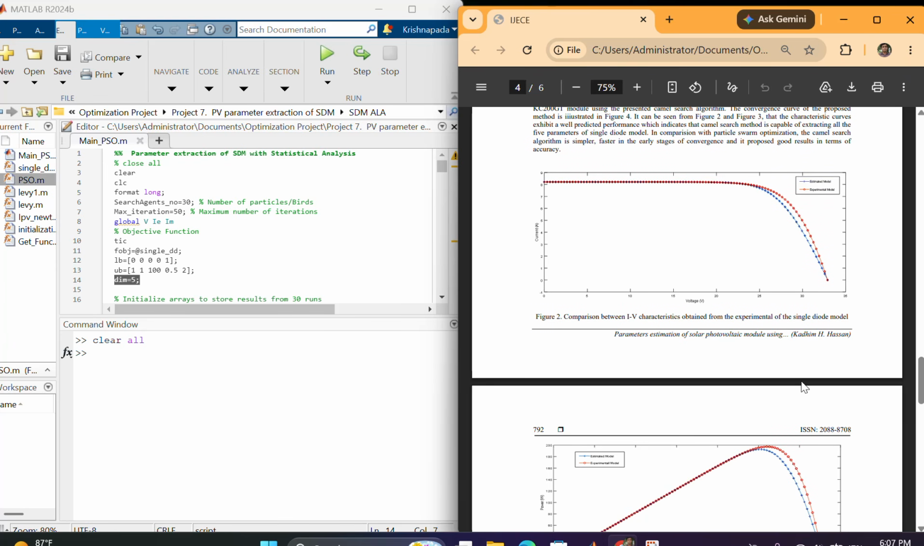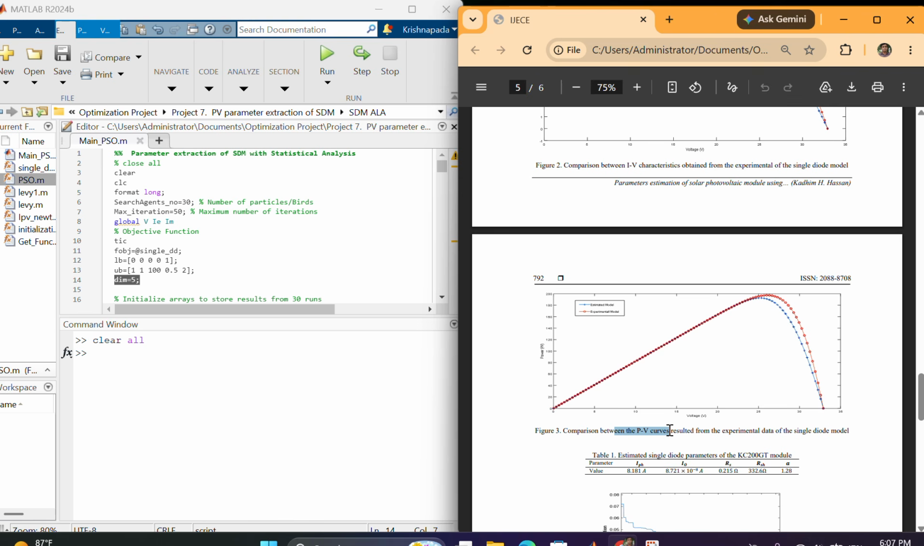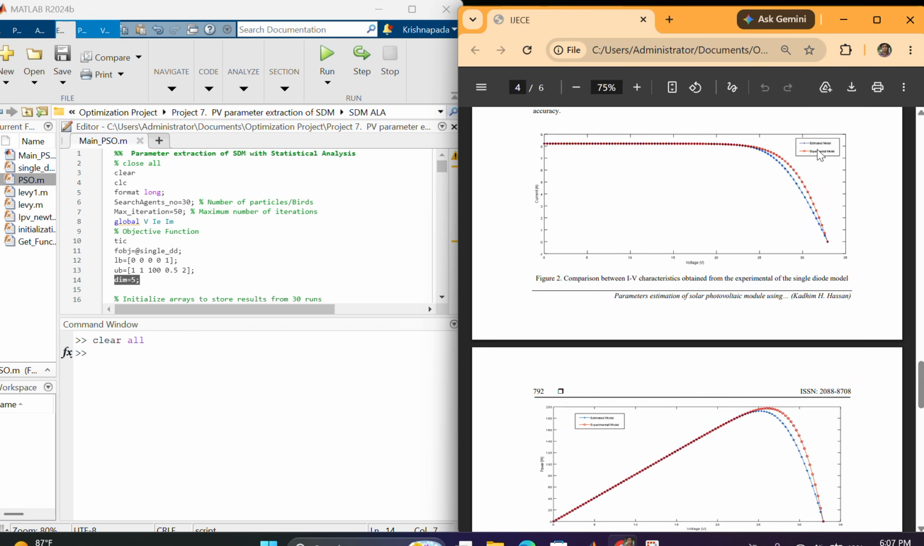To obtain IV and PV curves, figure 2 is the IV curve and figure 3 is the PV curve. The obtained IV and PV characteristics show strong agreement with the experimental data. Here first is estimated data, second is experimental data. When this data are closely matched, the expected PV behavior confirms the effectiveness of the proposed algorithm.